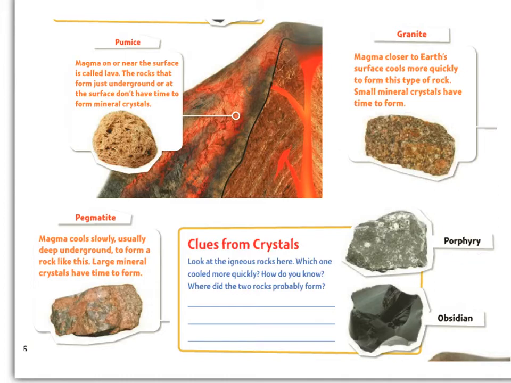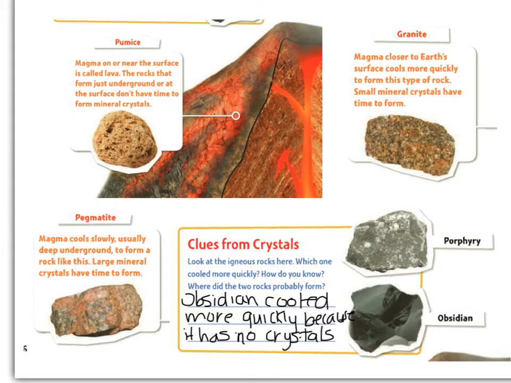And then they give us these two examples over here, porphyry and obsidian. Can you tell which one cooled more quickly? How do you know? Take a guess. Write your answer. Did you say that the obsidian cooled more quickly? You can tell because it doesn't have any mineral crystals in it, as the porphyry does. Many people see the obsidian rock and think it's glass. It's just very shiny because it cooled so quickly.